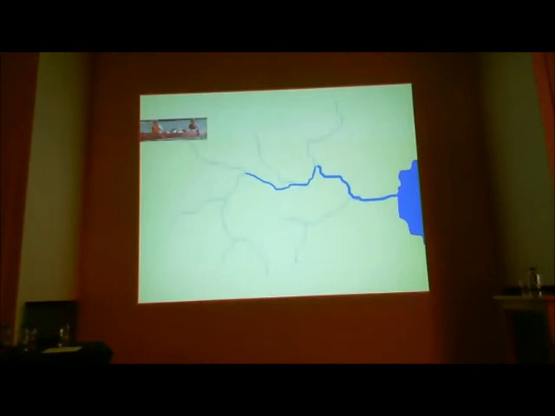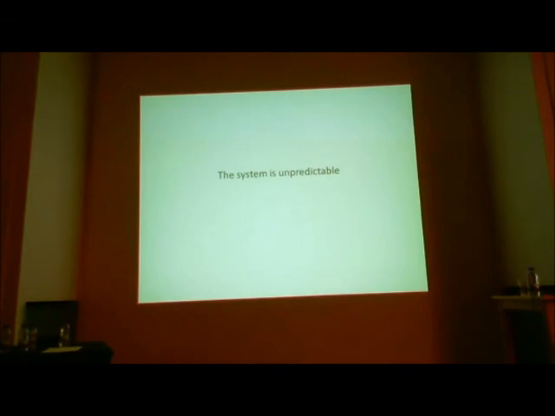So, where will we end up? It's not really clear. The system is unpredictable. But of course, it's the same system. All you've done is reverse the direction of energy flow. Instead of going towards equilibrium, you go away from equilibrium by putting energy into the system, paddling.